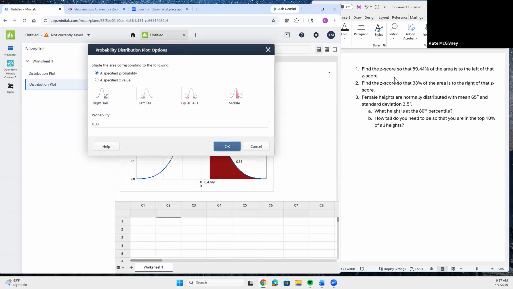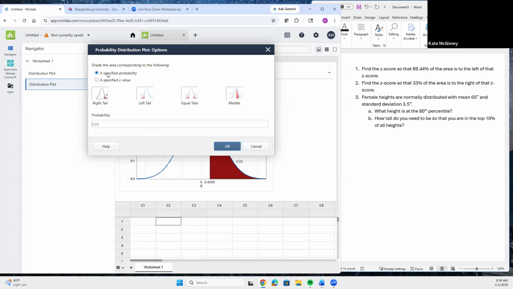And then under Options, this is a backwards problem. We want to know, what does your height need to be? So the value on the x-axis, these are your heights. What does your height need to be so that you're in the 80th percentile? In other words, that means so that 80% of the people did worse than you. So find the x so that 80% of the area to the left falls there.